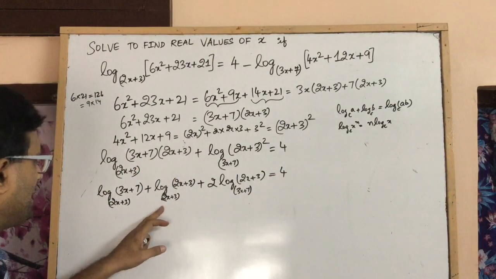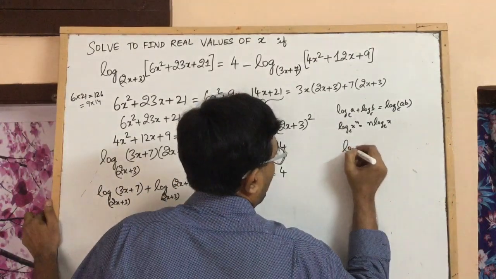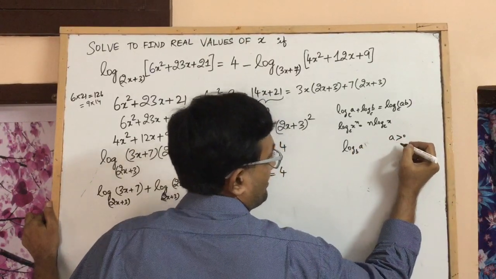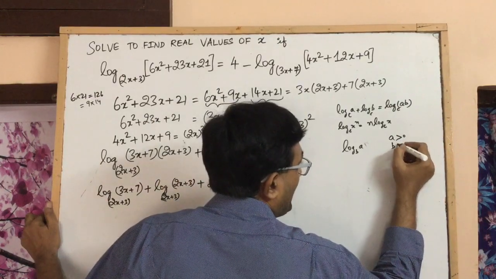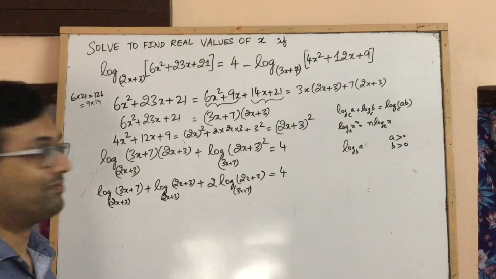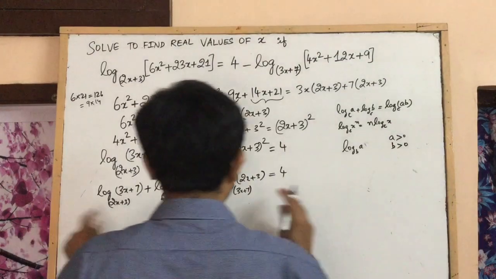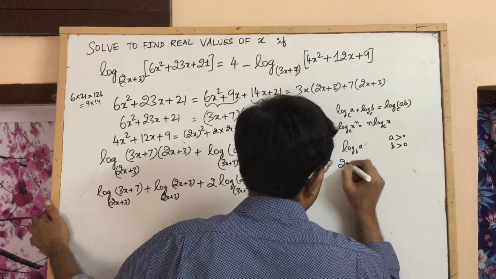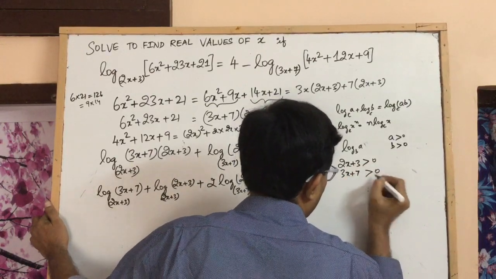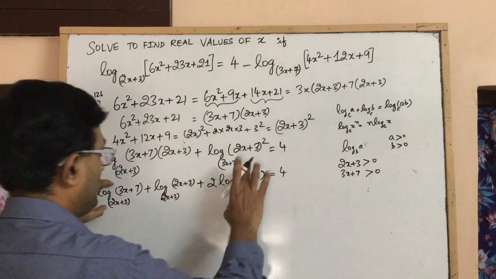Now, for this problem to be really valid, in general, logarithm of a to the base b is defined for a greater than 0 and for b greater than 0. This is the basic norm. So, on this basis, we should understand that the base 2x plus 3 should be greater than 0 and 3x plus 7 should be greater than 0, right? Whether you look at it here or here.